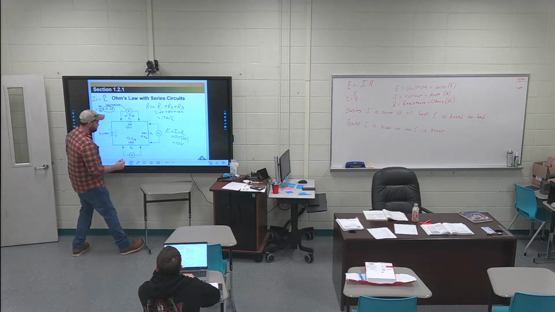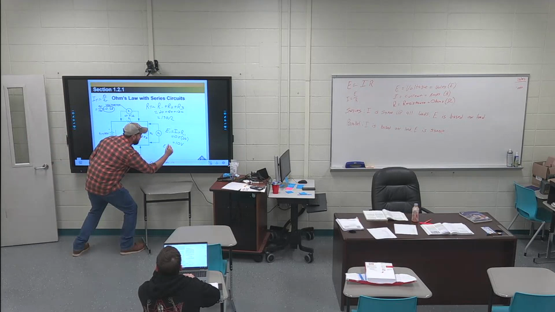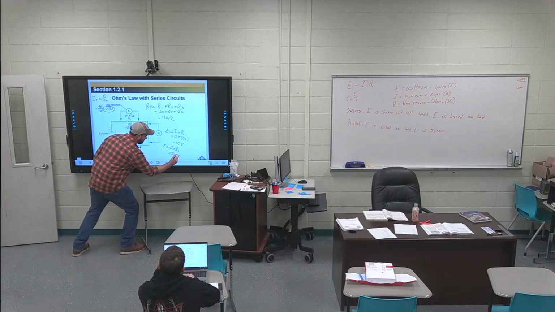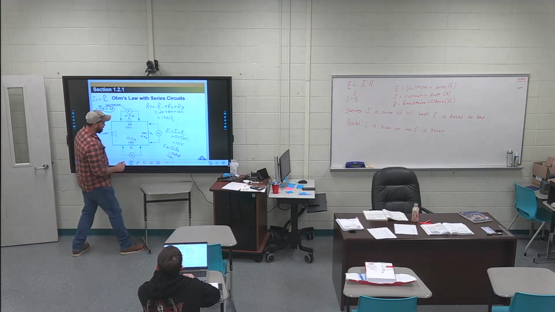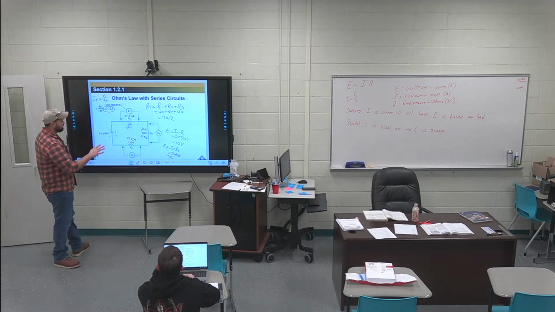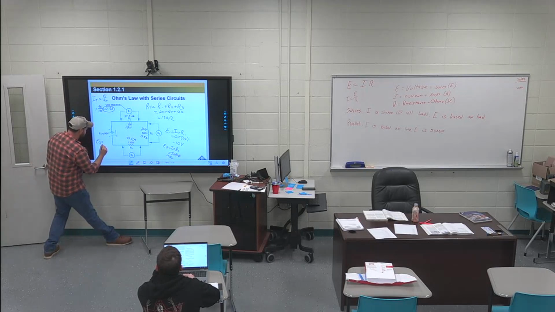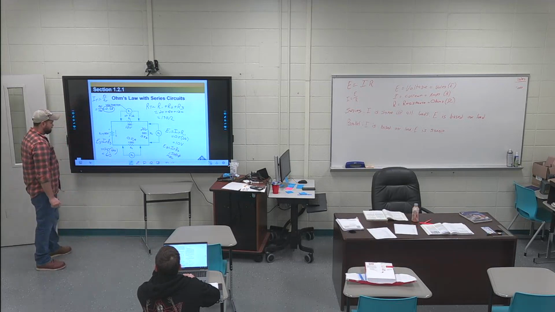E2 equals I total times R2, which is 50 times 0.5, 25 volts. Good? This is what I don't want y'all to do, is get messy like I do. E3 is equal to I total times R3, 0.5 times 120 is 60 volts.